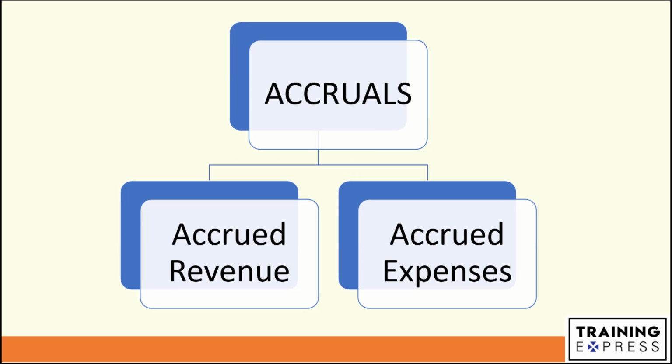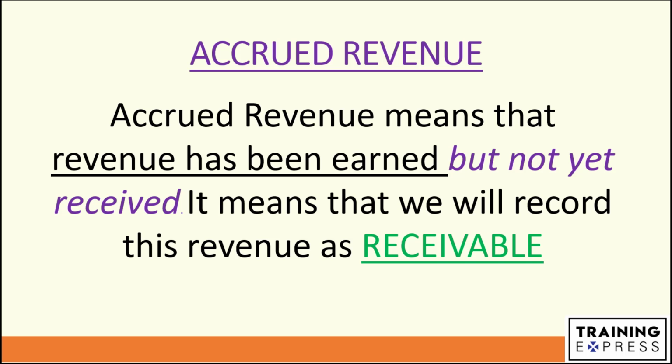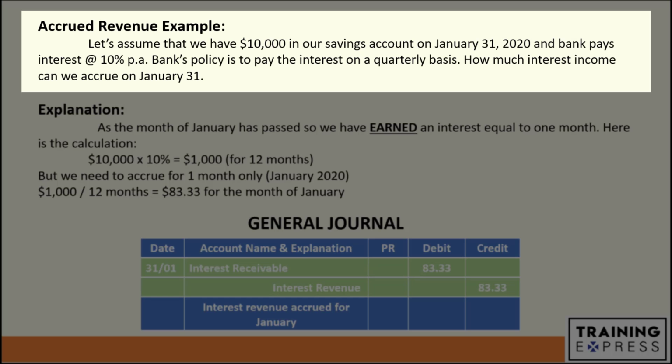Now we are going to discuss the adjusting entries related to accruals. When we talk about accruals, we talk about two types of adjusting entries. One is accrued revenue and the other one is accrued expenses. Let's talk about accrued revenue. Accrued revenue means that revenue has been earned but not yet received. It means that we will record this revenue as receivable. Let's look at an example of accrued revenue.